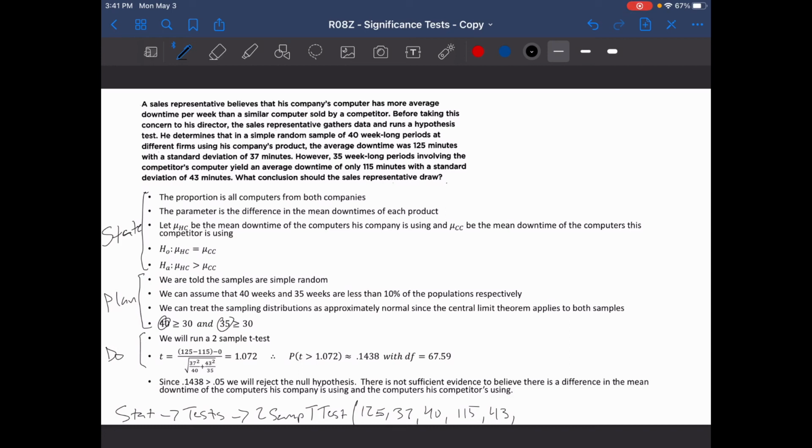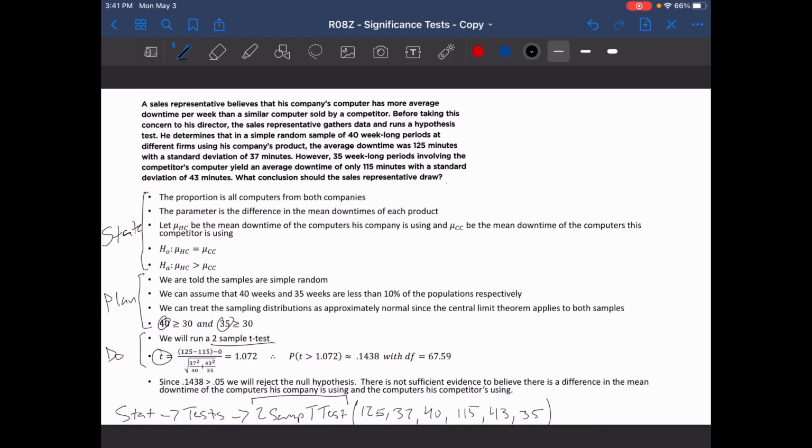So 43 at a sample of 35, and then after you've entered in those values for that test, it should give you everything you need. So you want to make sure you include 2-sample t-test, which again can be covered based off of the function in the calculator that you use.